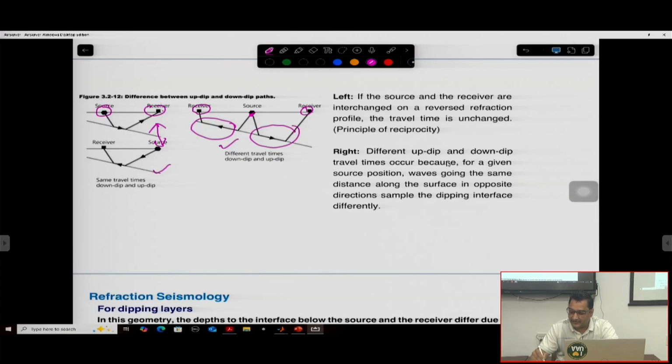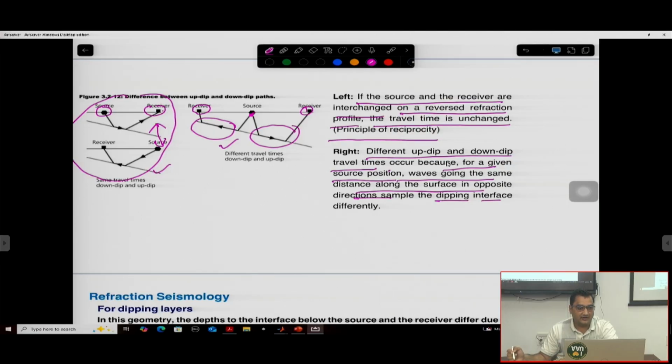So when the travel times are the same and you are just interchanging the position of source and receiver, that is called the principle of reciprocity, where the travel time remains the same. If the source and receivers are interchanged on a reverse refraction profile, the travel time is unchanged, and this is known as the principle of reciprocity. Different up dip and down dip travel times occur because, for a given source position, waves going the same distance along the surface in opposite directions sample different dipping interfaces. That is why their travel times will be different.